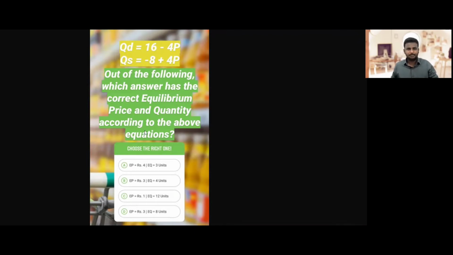So first of all, you have to know what is market equilibrium. Simply, market equilibrium is the condition or situation in the market where quantity demanded is equal to quantity supplied. That's what market equilibrium is, right? So the first step is to substitute QD with the demand equation given. So that is 16 minus 4P, and do the same to the supply. The supply equation is minus 8 plus 4P.